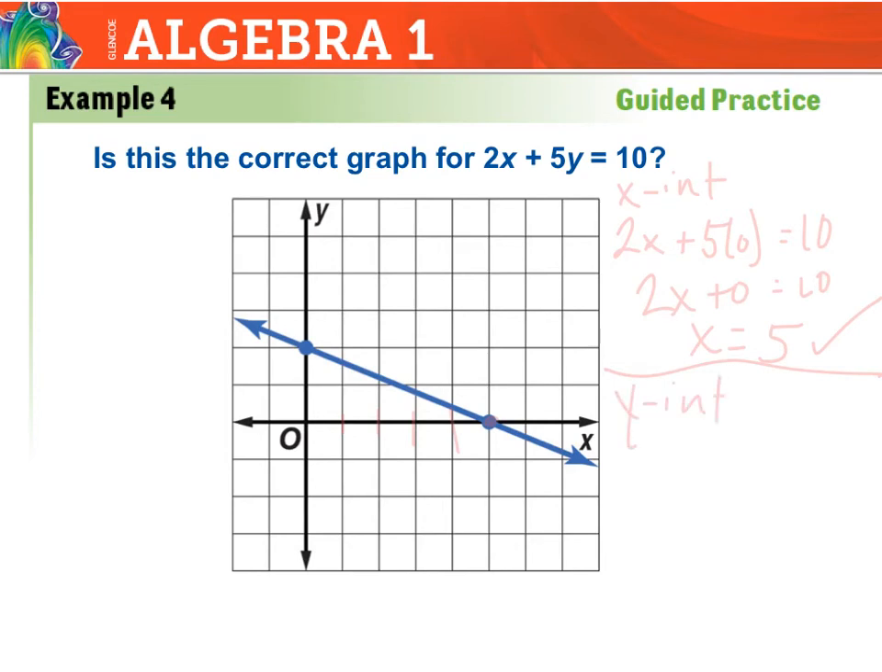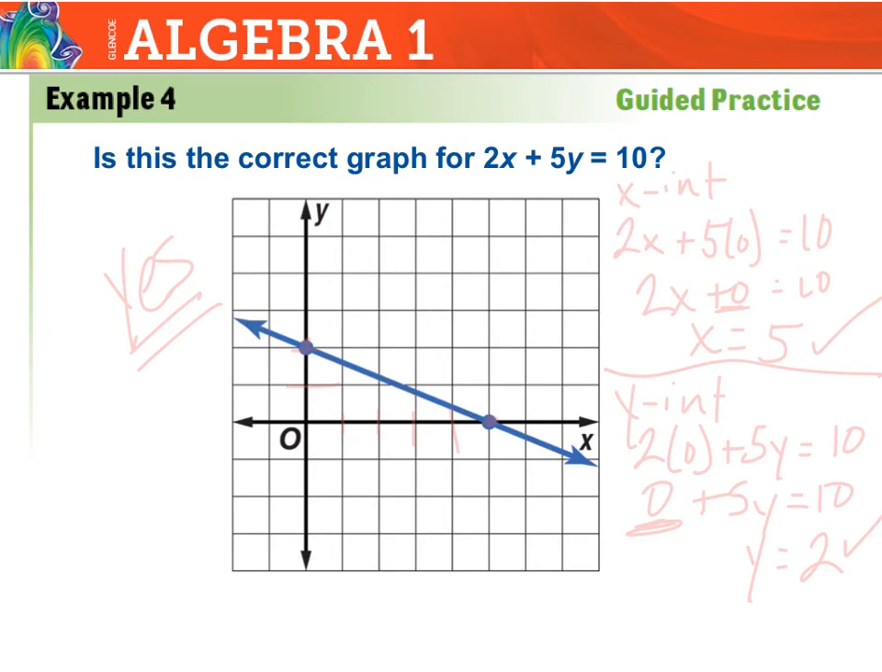Y-intercept, same thing here. So now it's 2 times 0 plus 5y equals 10. So this turns into 0 plus 5y equals 10. And this always turns into 0, guys. That's why we do this, because think about the ordered pair that this makes. We want to know what the y value is when x is 0. So here we get y equals 2. So 1, 2. Yeah, I'd say this graph checks out just fine. So is this the correct graph? For this one, yes, absolutely. Just a few more. Hang tight.